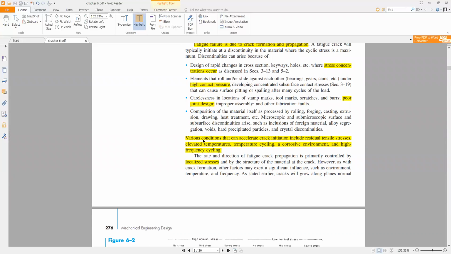Besides that, there are various other conditions that can make crack initiation faster: tensile stress, elevated temperature, corrosion of the environment, and high frequency cycling. And all of this happens in a localized area.